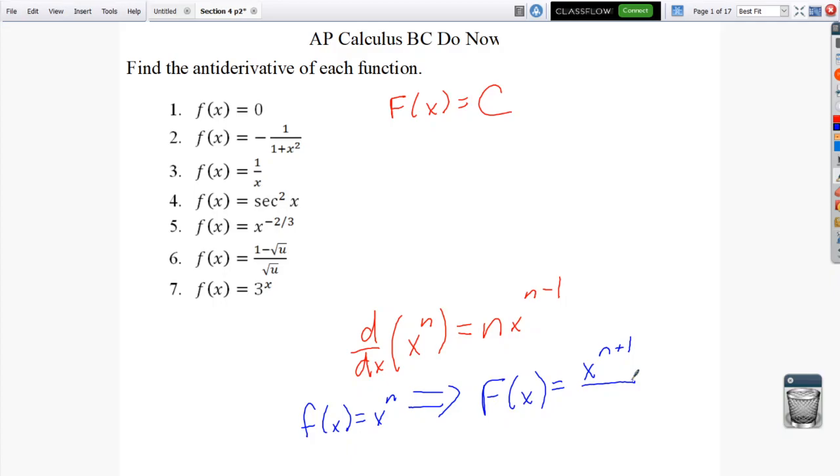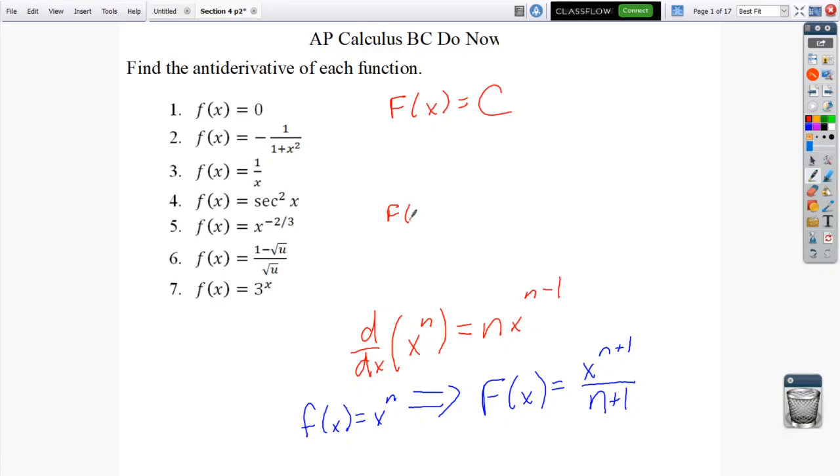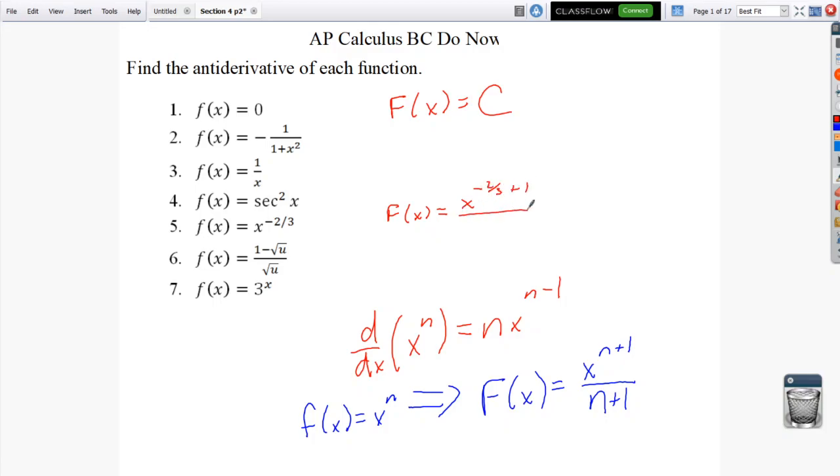And then opposite of multiplying, we need to divide off. Here, we multiplied on our old exponent. Here, we're going to divide off our new exponent. So if you're looking for a power rule for anti-differentiation, x to the n plus 1 divided by n plus 1. If I'm looking at number 5, I really wanted to spell out the work here. F of x is equal to x to the negative 2/3 plus 1 divided by negative 2/3 plus 1. And then looking at that, oh, plus c. Almost forgot my plus c.